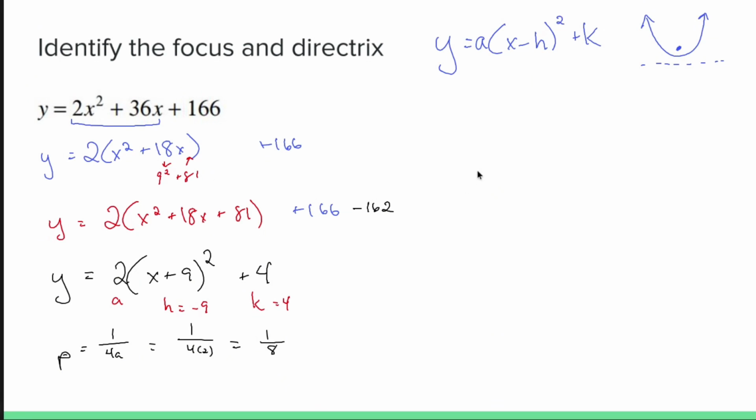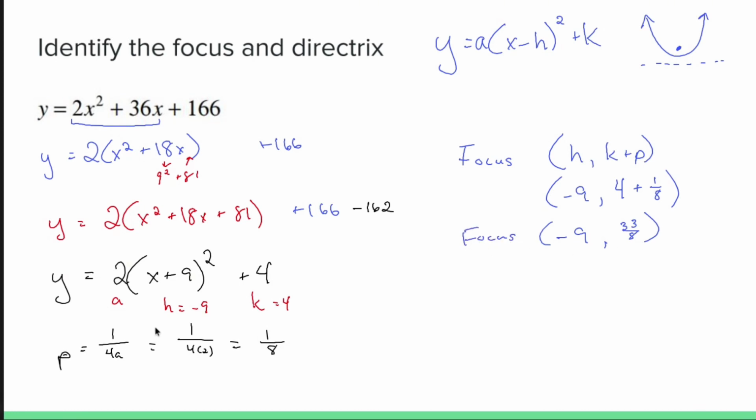The focus is a point here, and that point is H, because again, it kind of lines up nicely with the vertex. So H, and then K plus P. So in this case, the focus is going to be h, which is negative 9, k, which is 4, plus 1/8. And pretending that 4 is 32 over 8, we could say that this is 33 over 8, and that's going to be our focus. Our directrix is a horizontal line.